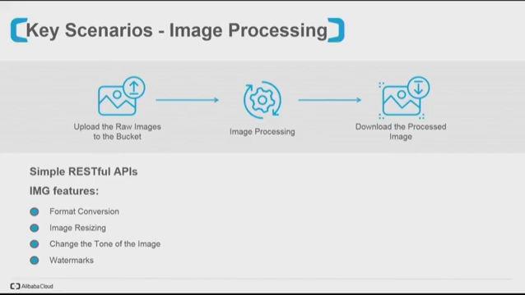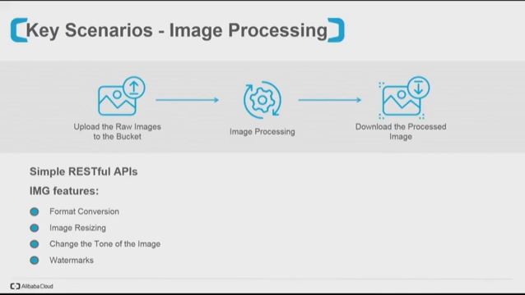If you see the diagram, it is a simple flow. You upload your raw images to the bucket. The image processing feature processes that image, and you can then download the processed image. You can manage it from any device using simple RESTful interfaces. There are many possibilities.